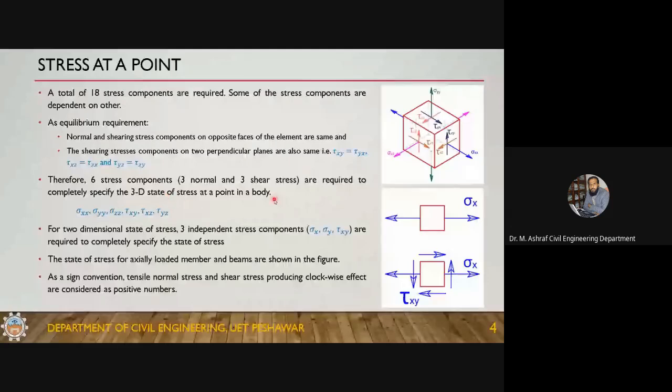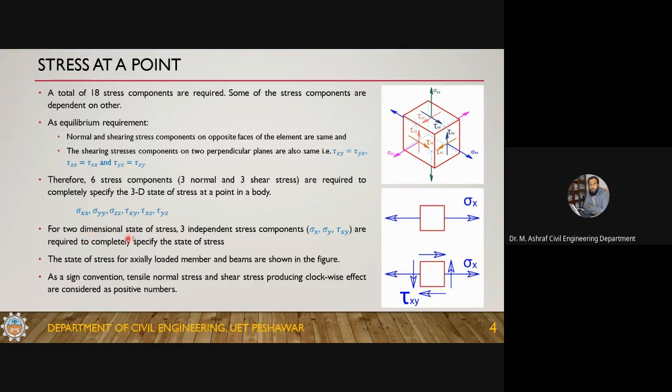So finally you require 6 stress components, 3 normal and 3 shear, to specify the state of stress in a body in three dimensions. Now for a two-dimensional state of stress, suppose some phenomena are represented as 2D. If you are not having any stress in the z direction, and you omit any stress with a subscript z, saying sigma zz is 0, tau xz is 0, tau yz is 0, then you are left with 3 stress components.